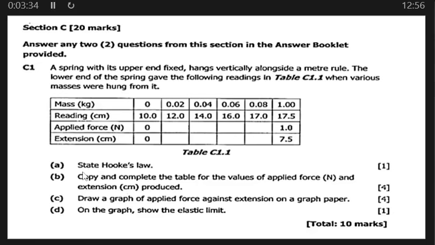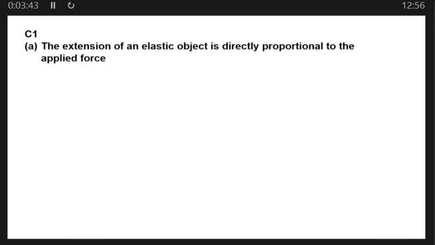A says state Hooke's law. So let's answer this question. We are going to say Hooke's law states that the extension of an elastic object is directly proportional to the applied force provided the elastic limit is not exceeded. So this is what Hooke's law states.